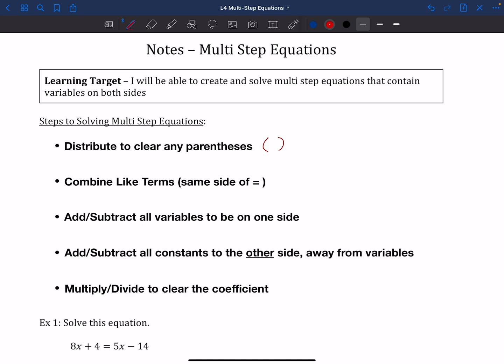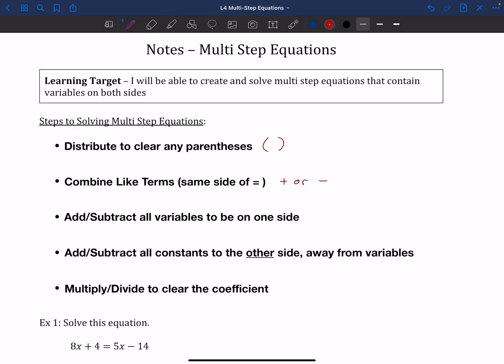After that, we're going to combine any like terms that we have. We're only going to combine them if they're on the same side of the equal sign. That might sound a little bit strange, but you'll see more of what I'm talking about when we get into some problems. When we're combining like terms, it's usually adding or subtracting.